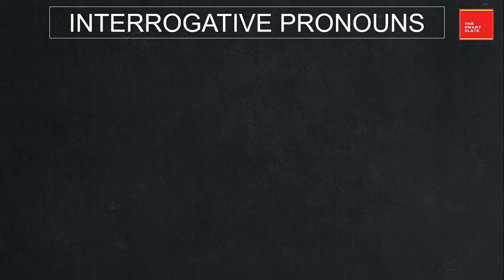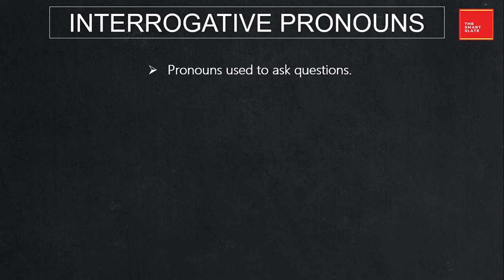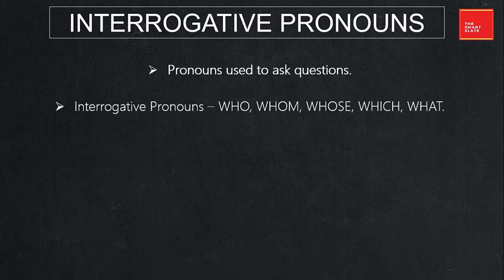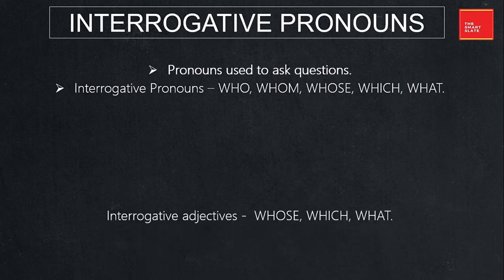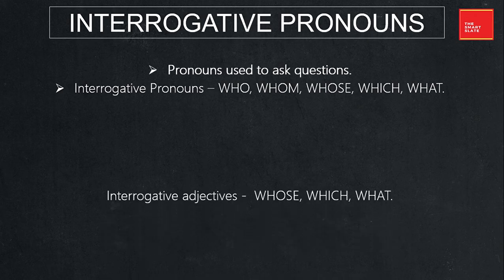Next in line is interrogative pronouns. Interrogative pronouns are quite easy because pronouns which are used to ask questions are interrogative pronouns, like who, whom, whose, which, or what. So interrogative adjectives are whose, which and what. So we have 3 interrogative adjectives, whose, which and what. But in pronoun we have 5. Depending upon the usage they are classified, like whose pass this is an interrogative adjective.